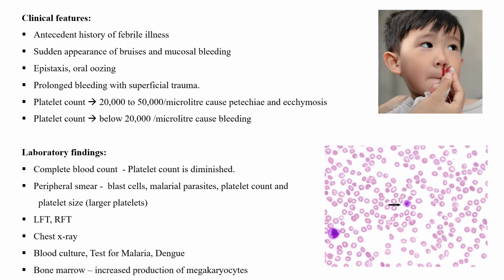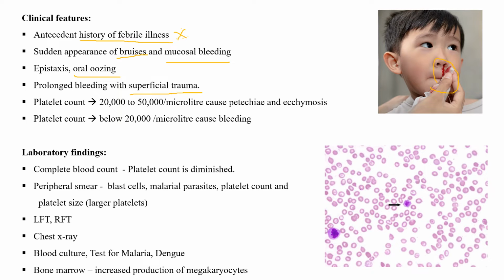Coming to the clinical features, usually children will develop this after an episode of febrile viral illness. So one of the prominent antecedent histories will be a febrile illness, and due to the low number of platelets, the child may develop bruises, mucosal bleeding and epistaxis, as you can see in the image, oral oozing, and prolonged bleeding even for a minor trauma.